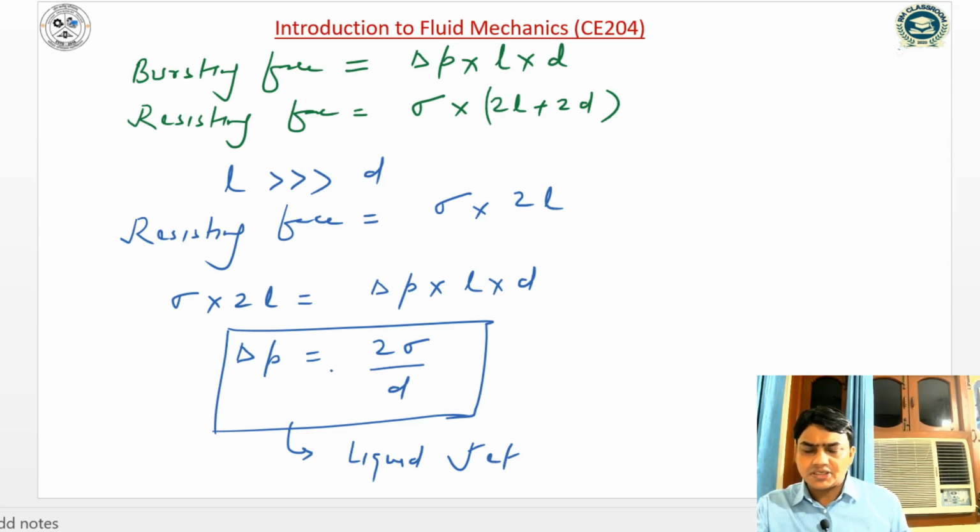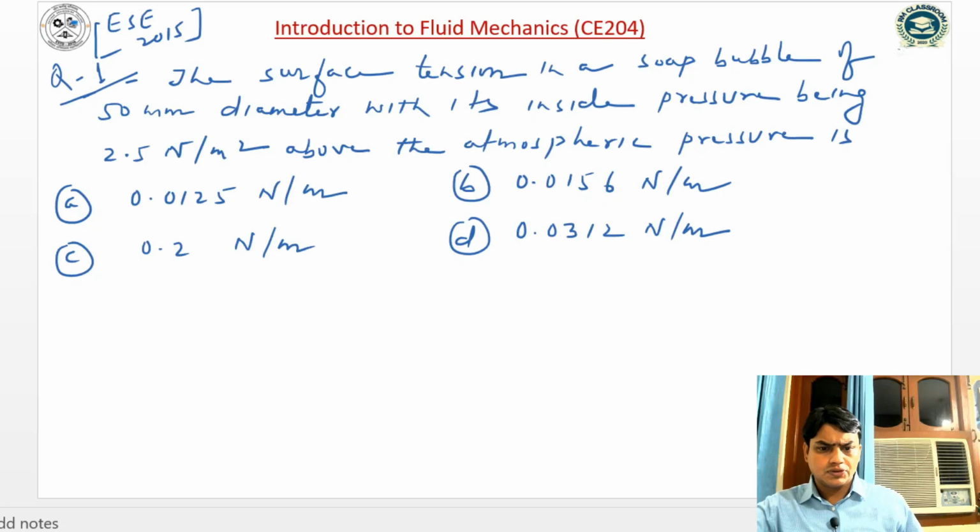So three cases I have discussed. The first case, in case of water droplet, the change in pressure is 4 sigma by D. In case of soap bubble, it is 8 sigma by D, and in case of liquid jet, it is 2 sigma by D. So let us take the first problem.